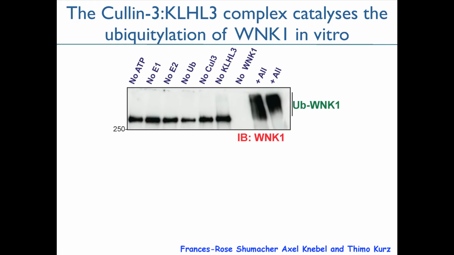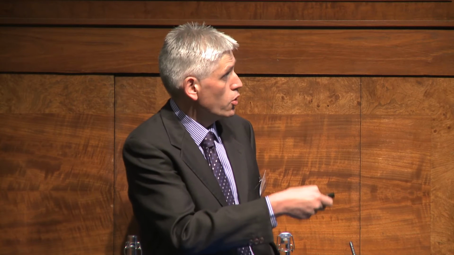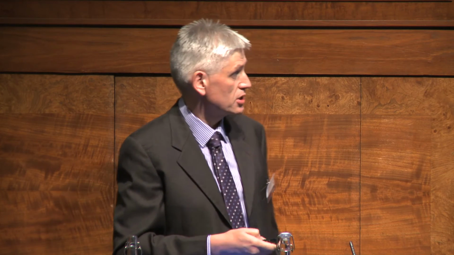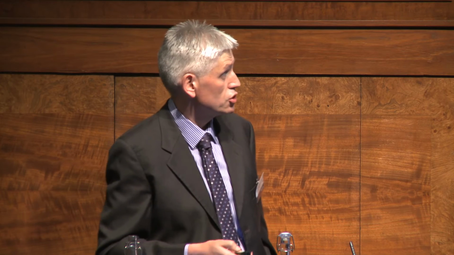This is an in vitro experiment. You actually need six components in this reaction to ubiquitylate WNK1. You need these four components here. You also need an E1 enzyme, and you also need ATP. And so we had to make all these six components, and we needed to add immunoprecipitated WNK1 into the reaction mixture. So it's actually quite a heroic experiment to do this.